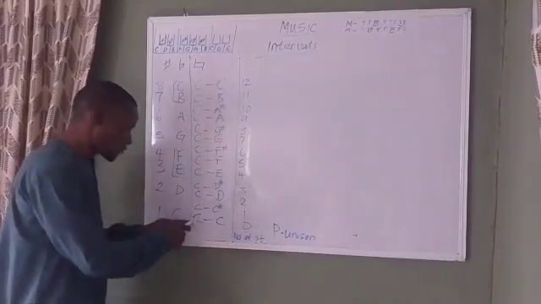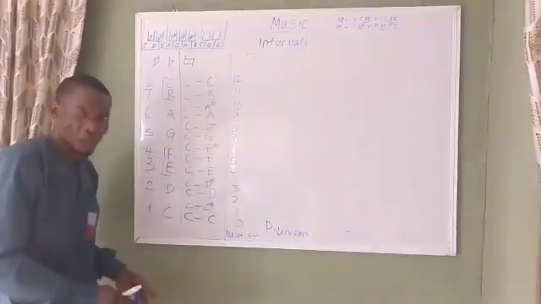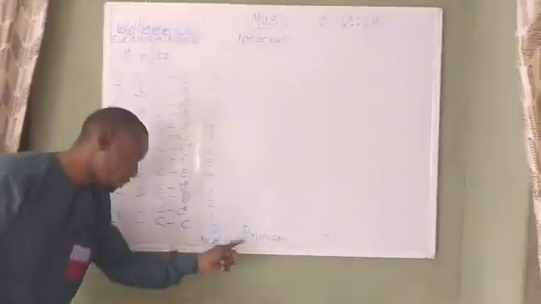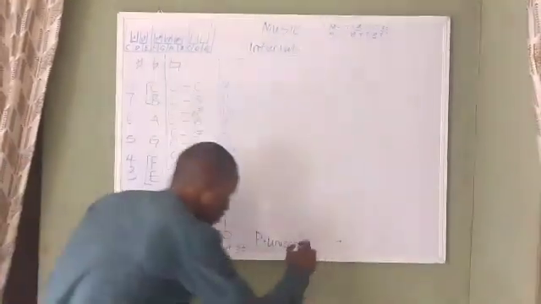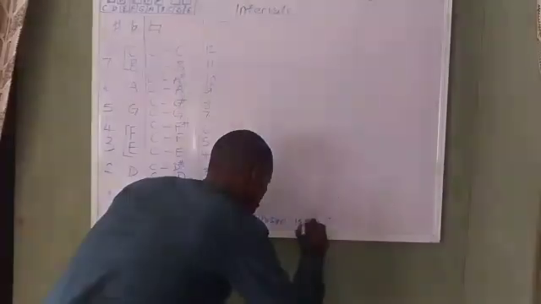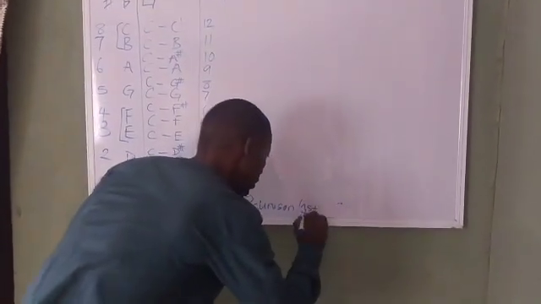So good. If I move from C to C, I'm saying the perfect first or perfect unison. If I don't call it perfect unison, I call it perfect first. So I'll put a stroke there, either perfect first or perfect unison. Okay, you can see that.